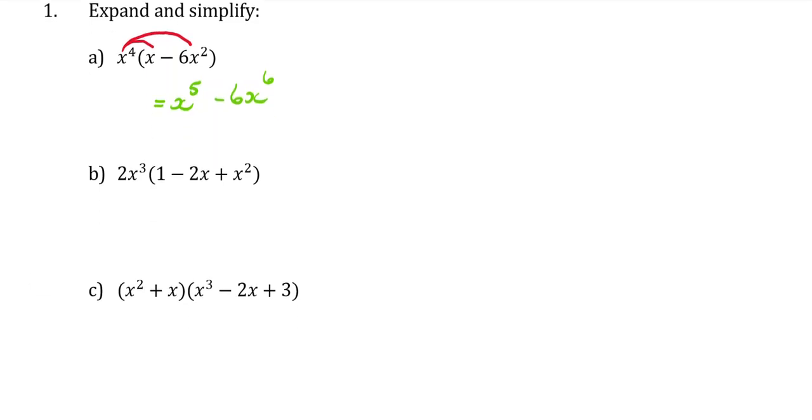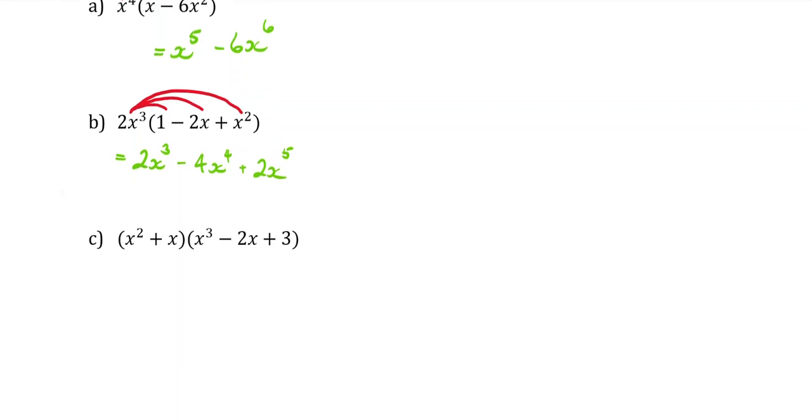Expanding again, we want to multiply what is outside the bracket by each thing inside. This time there are 3 terms inside, so we have 3 lots of multiplying through here. So underneath equals 2x cubed times 1 is going to be 2x cubed. 2x cubed times minus 2x will be minus 4x to the power of 4. 2x cubed times x squared will be 2x to the power of 5. And that's it, because none of them are like terms, so we've expanded and we've finished that question.